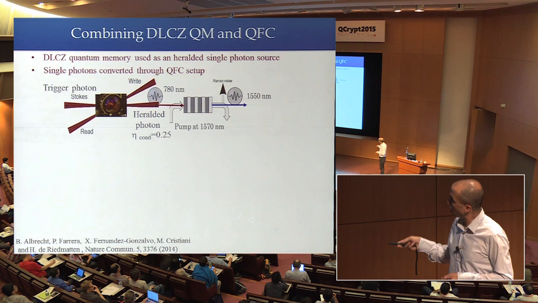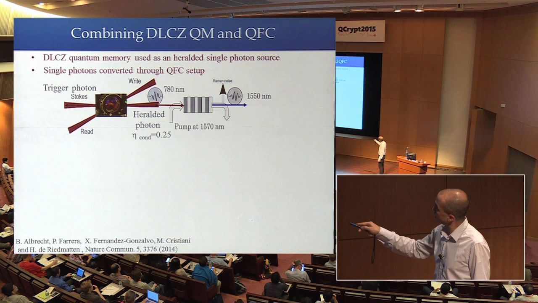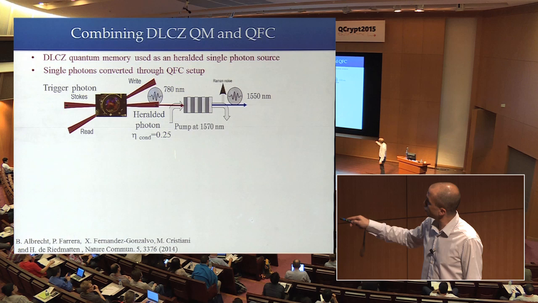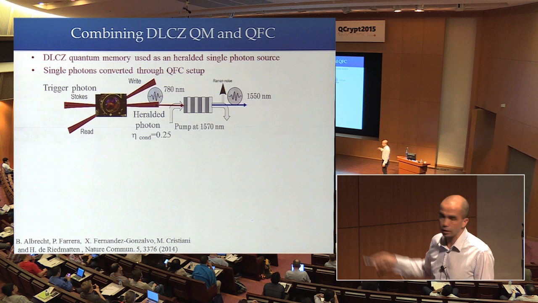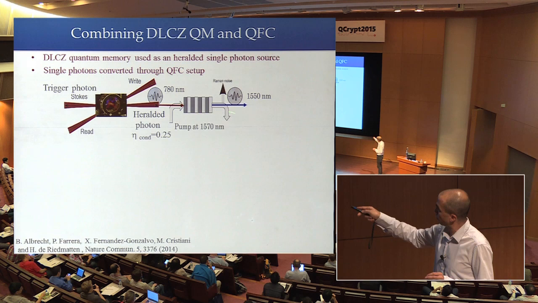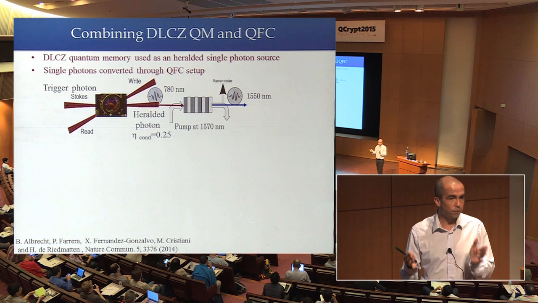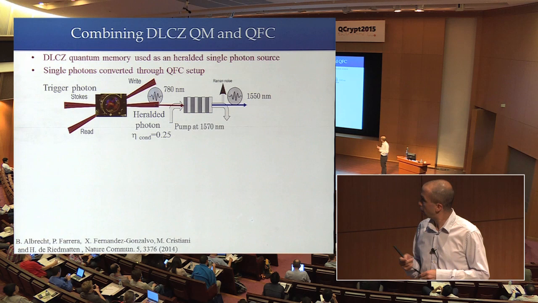So we basically have a PPLN waveguide, and we have a photon here that comes at 780 nanometers that we put at the input, and we have a very strong pump at 1570 nanometers. Now by difference frequency generation, this photon at 780 will be transferred to 1550 nanometers. Of course, one big issue here is that there is a lot of noise induced by this pump at 1570 nanometers. So we need some very narrow band filters to filter this noise. But it's not a problem because the photon that we generate is actually very long, something like a few tens of nanoseconds. So the bandwidth is very narrow, and we can put narrow band filters to filter.